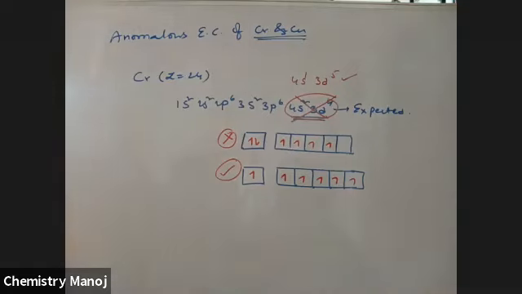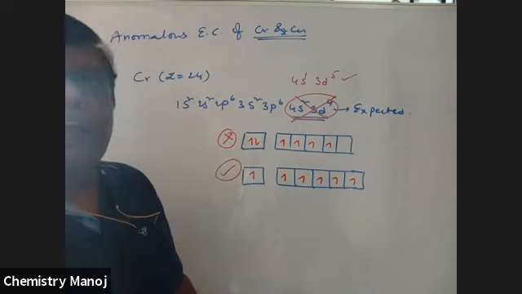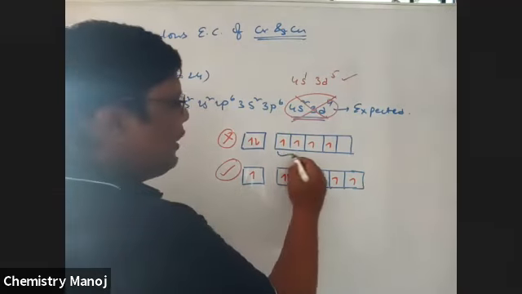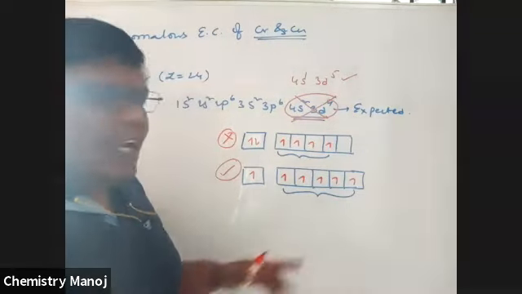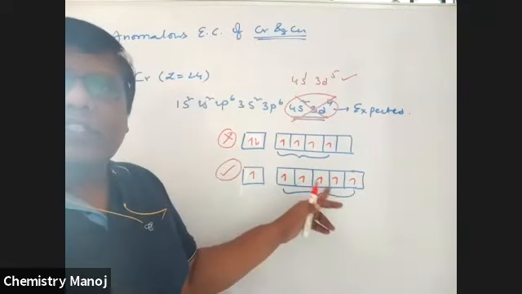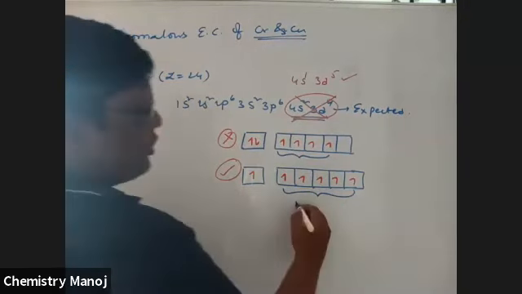4s1 3d5. Why, sir? To get extra stability. Chromium itself is very, very stable. That stability is explained on the basis of this rule. Here there are 4 unpaired electrons, so the exchange energy is less. Here there are 5 unpaired electrons, so the exchange energy is more, and symmetry is there. So altogether, this is more stable.